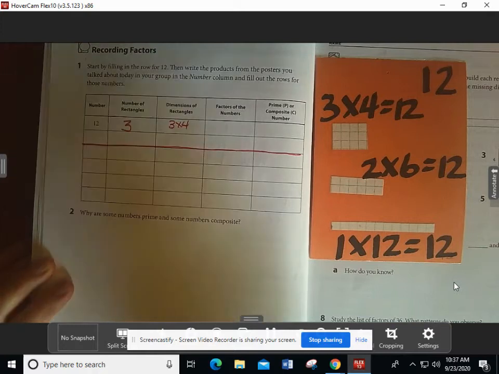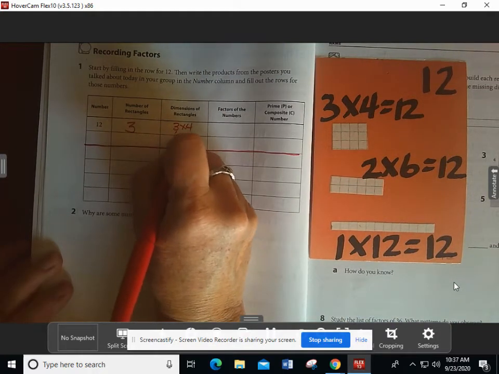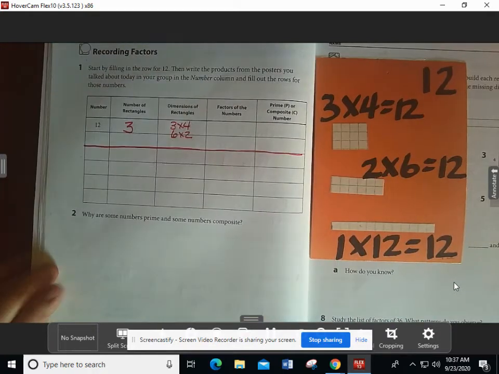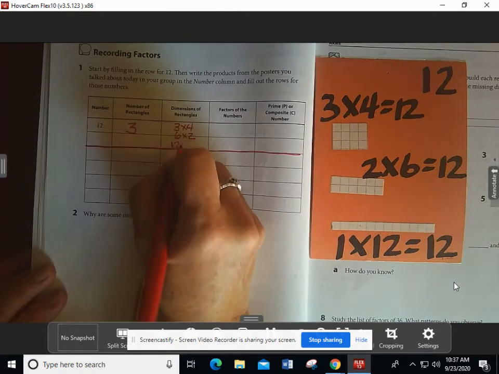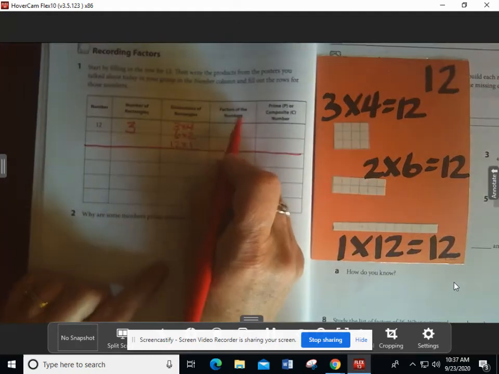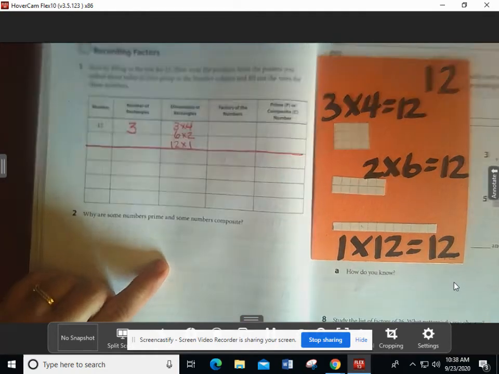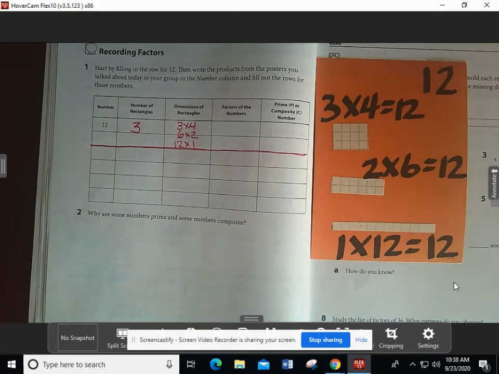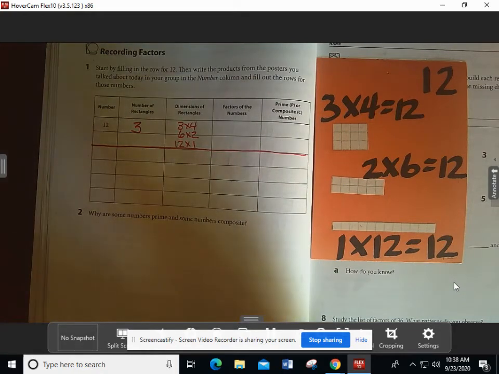6 times 2. Okay, 6 times 2. Is there another set of dimensions we can write? Adrian. 12 times 1. And now it says factors of the numbers. That means we have to write all of the factors for the numbers. So this is a helpful hint for many of you. You can do this 2 ways.